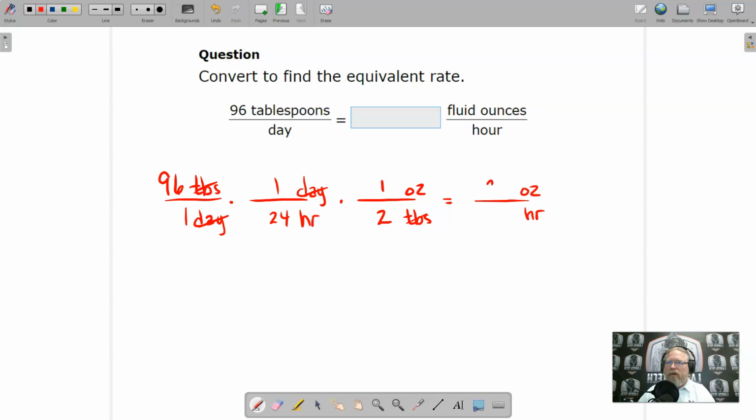96 times 1 is 96. 24 times 2 is 48. And then 96 divided by 48 is 2, correct? Yeah. So that's 2 over 1. 2 what? 2 ounces for every 1 hour. So our answer is 2 fluid ounces in 1 hour. So it's almost a 30-minute video, but there's quite a few examples there.